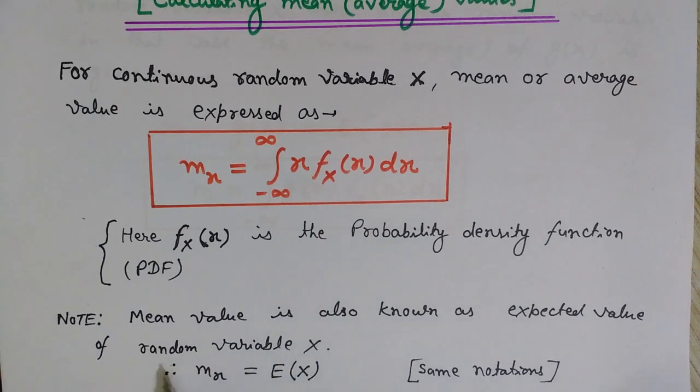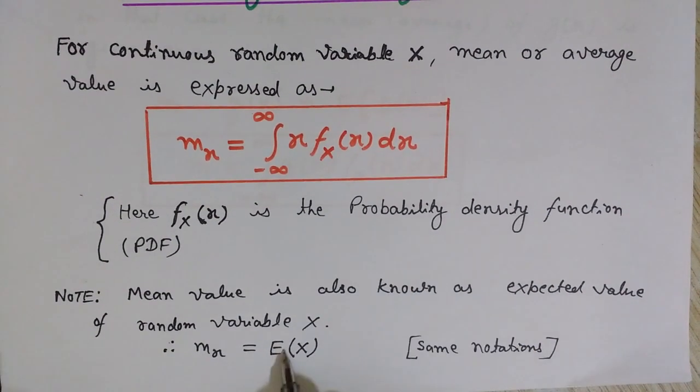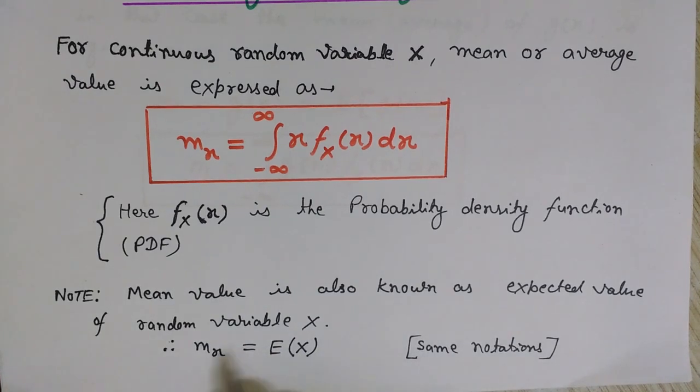Now this mean value is also known as the expected value. Another name for mean value is expected value. That's why it is also denoted as E[x], the expected value of the random variable x. Both are the same notation for the random variable's mean value.